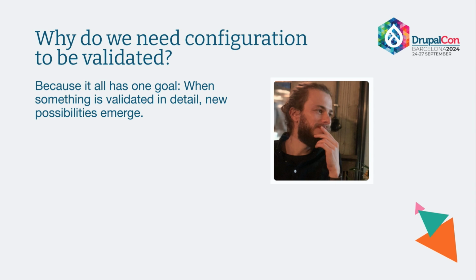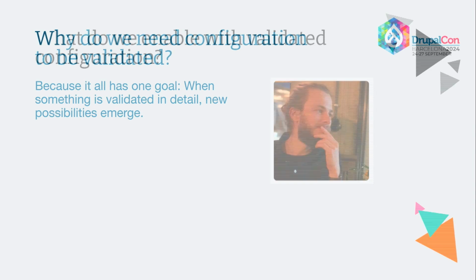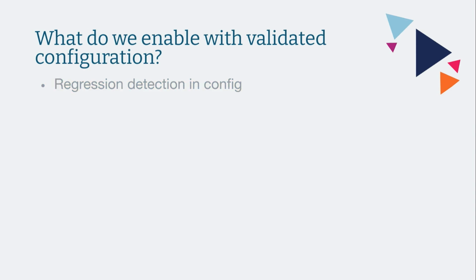Now, why would we want configuration to be validated? Well, Wim, as pictured here, told me before that basically when it's all validated in detail and with great strictness, new possibilities emerge. So the system that we have today can be enhanced, can be improved with new things. What are those? Well, actually a lot of things. The most important one being regression or fault detection in configuration.